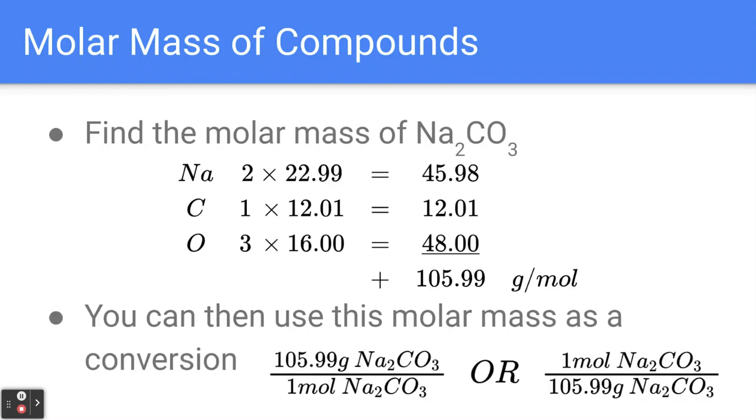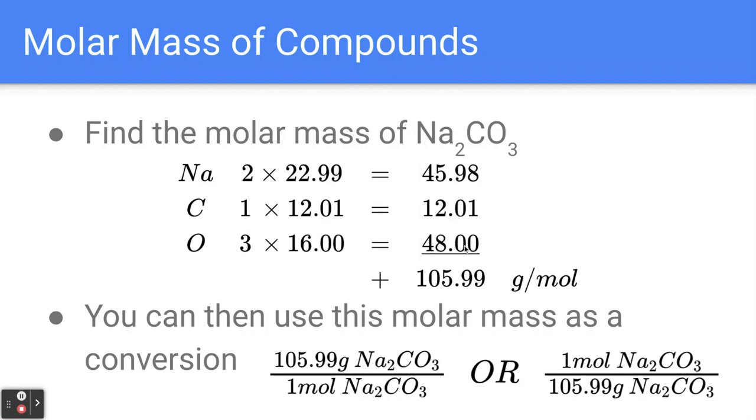So this is what it looks like. If we wanted to find the mass of sodium carbonate, Na2CO3, I'm going to first count them up. I have 2 sodiums, 1 carbon, and 3 oxygens. Then I'm going to head over to the periodic table and find those masses. So sodium's mass is 22.99. I multiply the 2 by the 22.99, and I get 45.98. 1 times 12.01 gets me 12.01, and 3 times 16 gives me 48. Then you need to add all those masses together to get 105.99 grams per mole for this one.